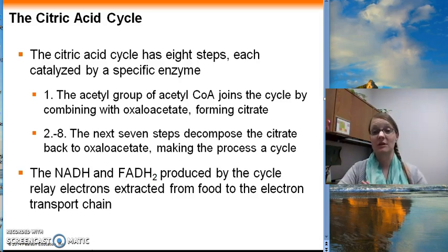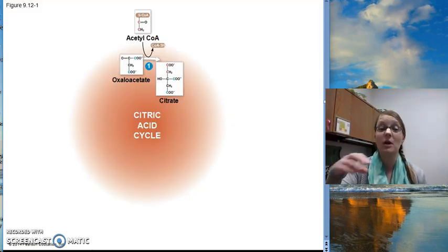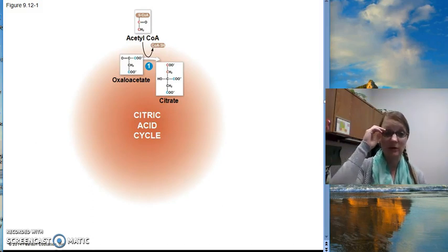Remember, those electrons are then going to be shuttled to the third stage of cellular respiration, where the energy of the electrons is essentially cashed in to make ATP. Alright, so let's go through the individual steps of the citric acid cycle.